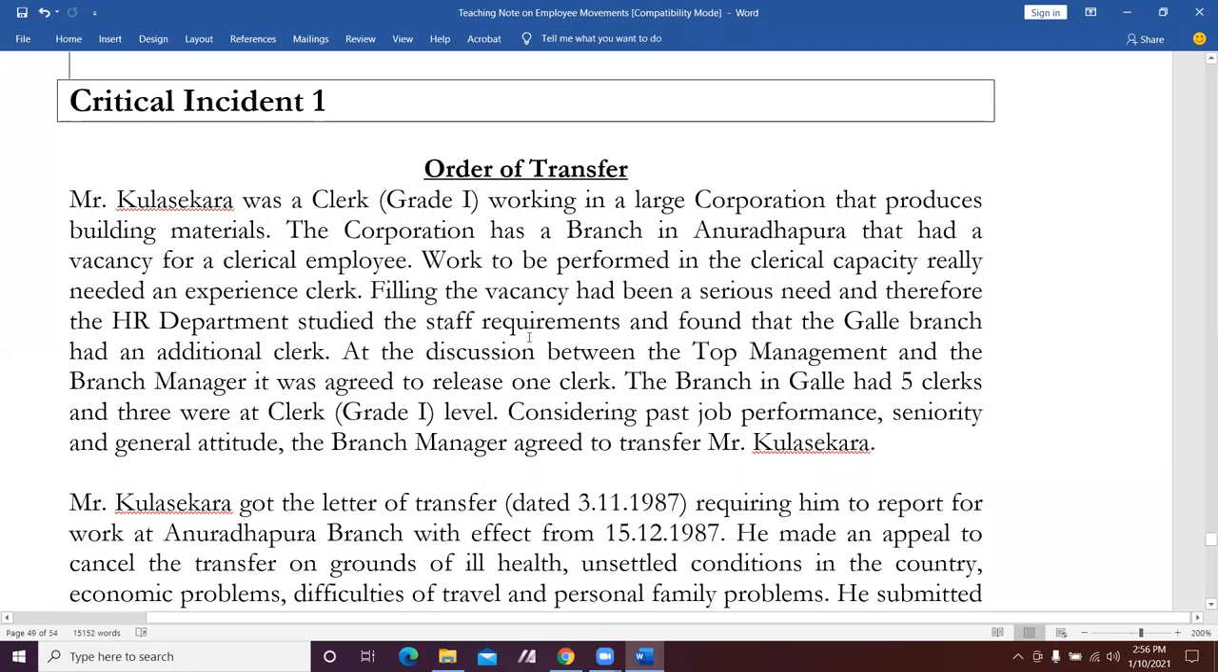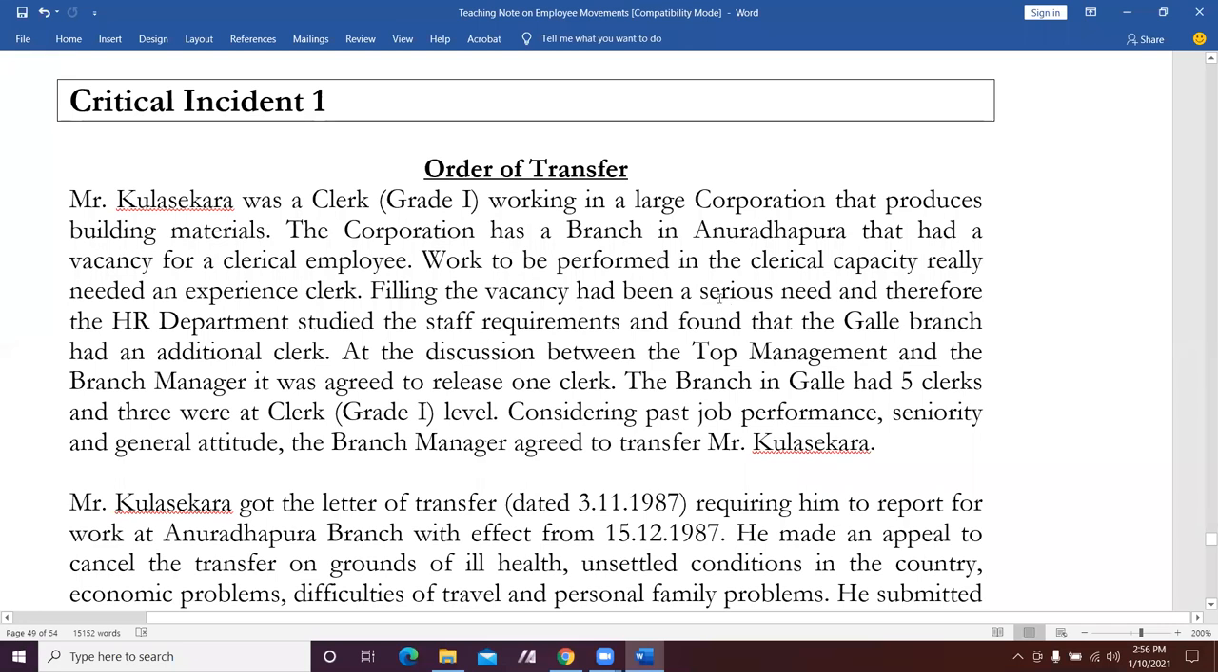So there was a clerk, Mr. Kulasekara. Who are the stakeholders? Mr. Kulasekara is one person. By profession, he is a clerk, his job is clerk grade one. The organization is a large corporation that produces building materials. The corporation had a branch in Anuradhapura that had a vacancy for a clerical employee. The organization needed an experienced clerk for that vacancy.